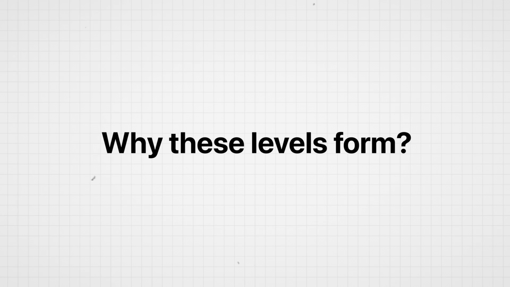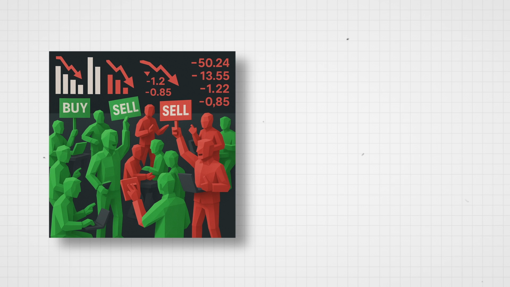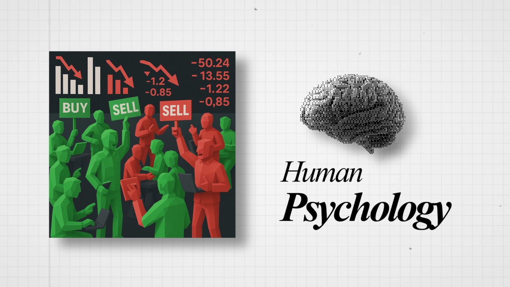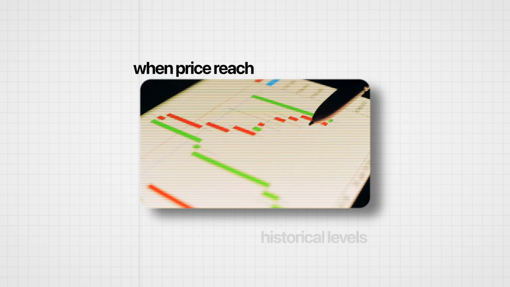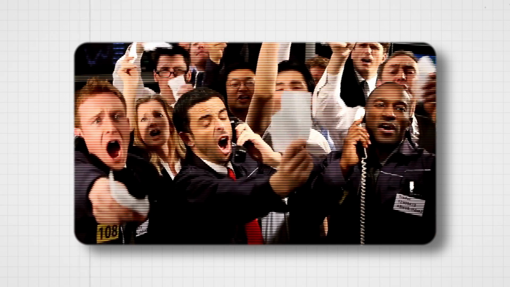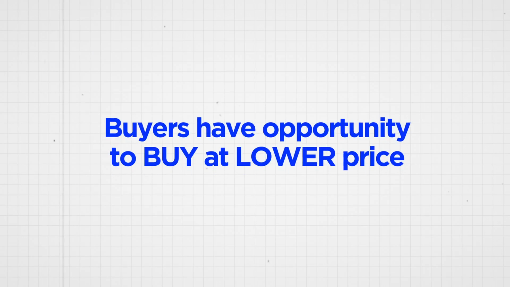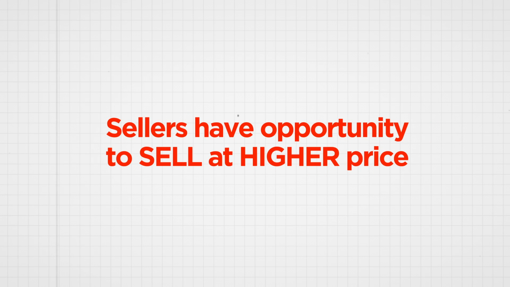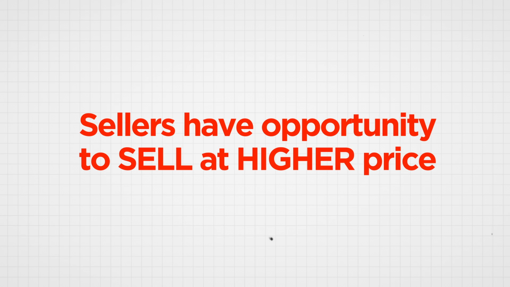Why do these levels form? Support and resistance exist because of basic human psychology and market dynamics. When prices reach historical levels, where many participants have bought or sold before, they remember those prices. Buyers see previous lows as bargains, and sellers view former highs as peak prices and opportunities to cash out.